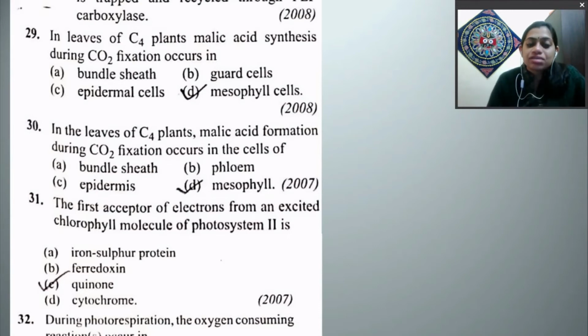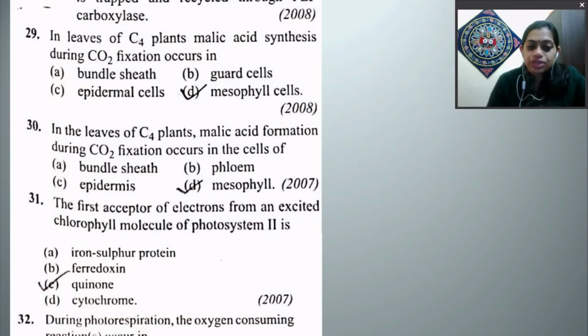So in leaves of C4 plants, malic acid formation during CO2 fixation occurs in the cells of mesophyll. So in 2008 the same question came, but there was a slight difference in language, right. Next is, the first acceptor of electron from an excited chlorophyll molecule of photosystem 2 is iron sulfur protein, ferredoxin, quinone or cytochrome. It is quinone.